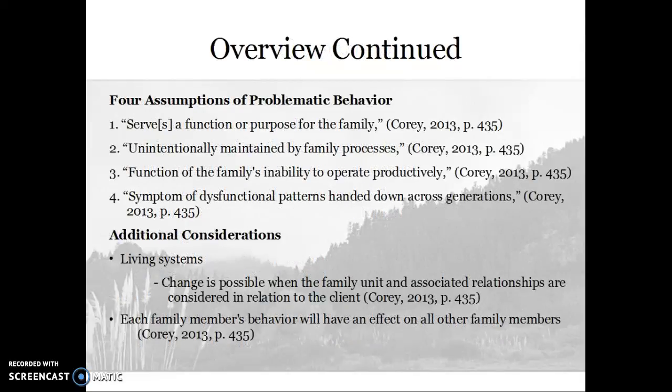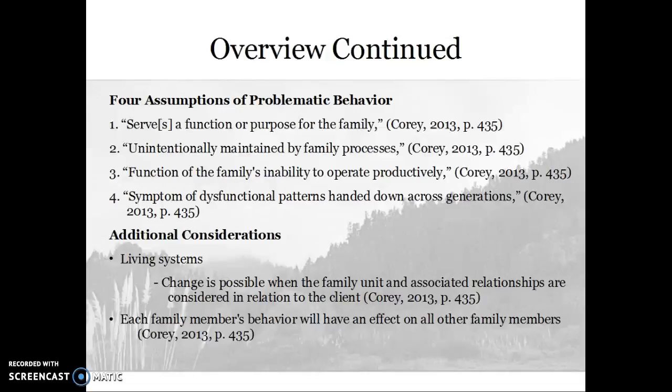There are 4 assumptions in the family systems perspective. The first is that the problematic behavior of the client may serve a purpose or function for the family. Second, the behavior may not be intentionally maintained by a family process. Third, behaviors may be a result of families' lack of ability to be productive. This may be especially true during any developmental transitions. And lastly, behavior may be the result of generational patterns that have been upheld over time.